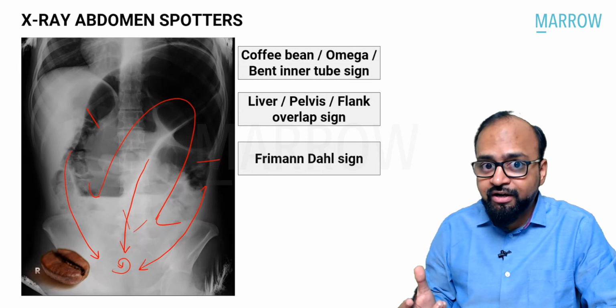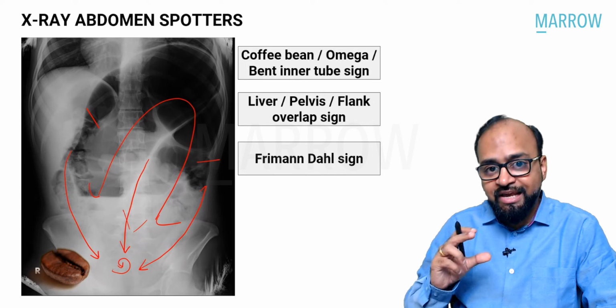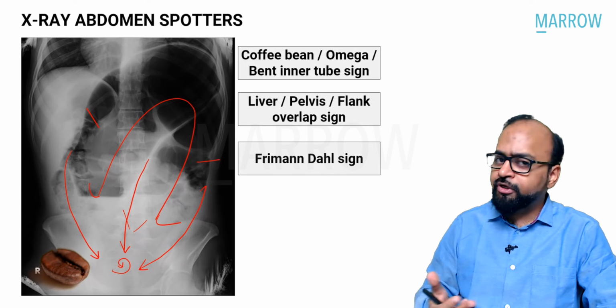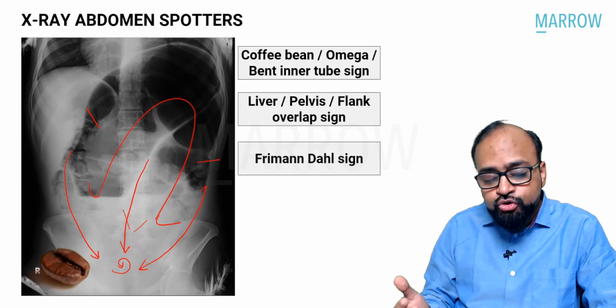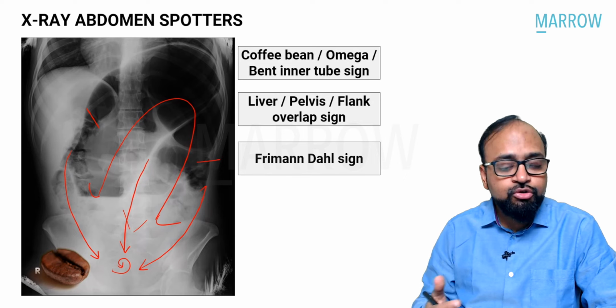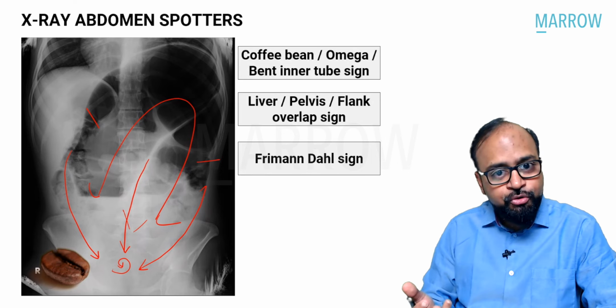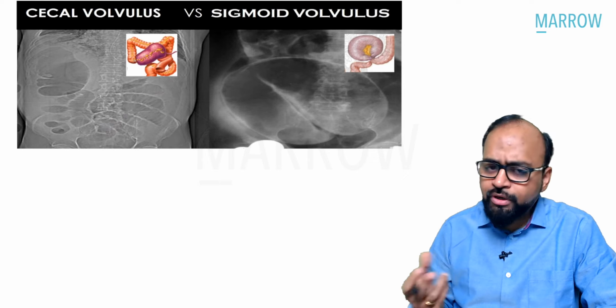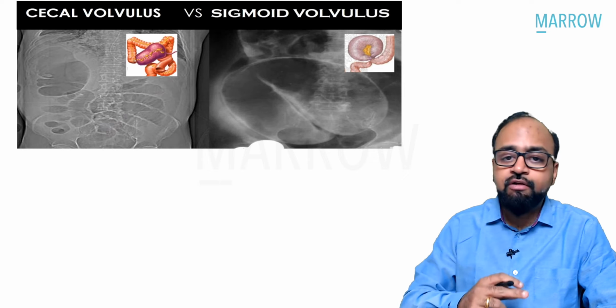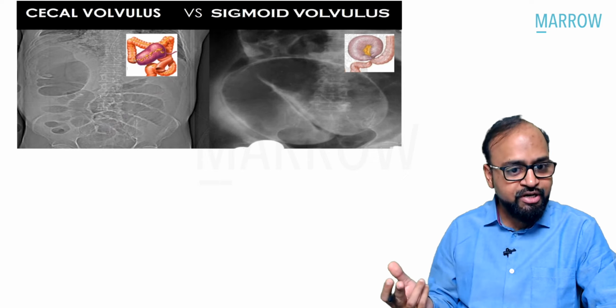Yes, the stomach can get twisted, but that is rare. A gastric volvulus has been reported, but it is extremely rare. The second most common part of the bowel to get twisted after the sigmoid colon is the cecum. So can we try and distinguish between a cecal volvulus and a sigmoid volvulus? Yes, let us try and do that.